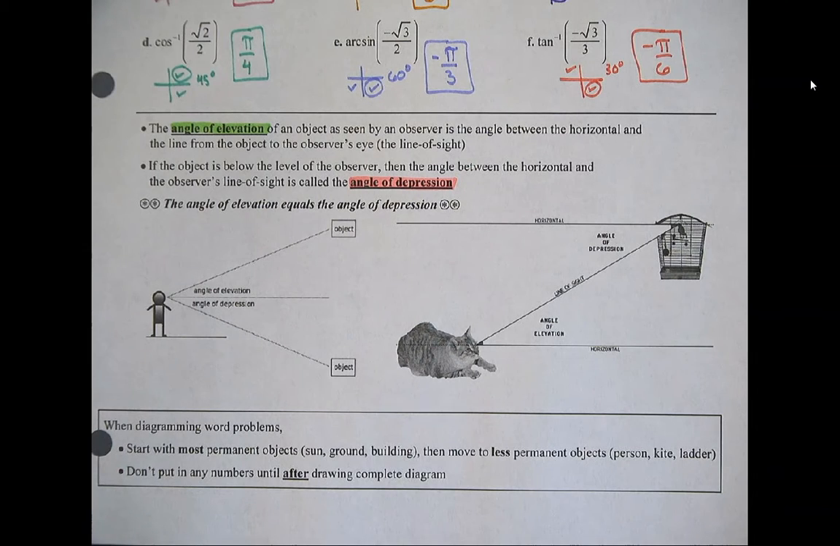The angle of elevation of an object as seen by an observer is the angle between the horizontal from the observer and the line from the object to the observer's eye. So the angle of elevation is calculated from looking forward.